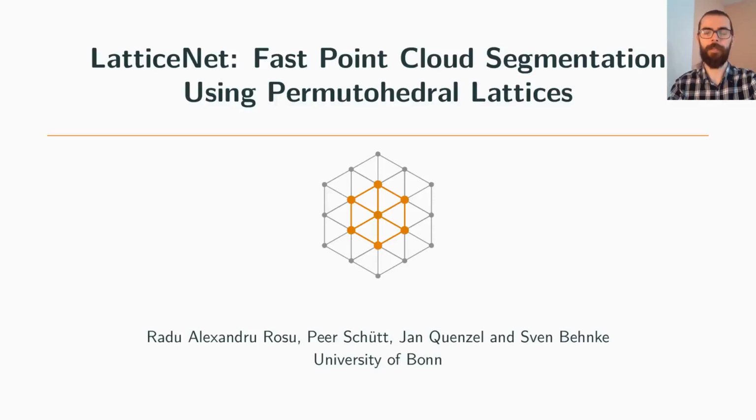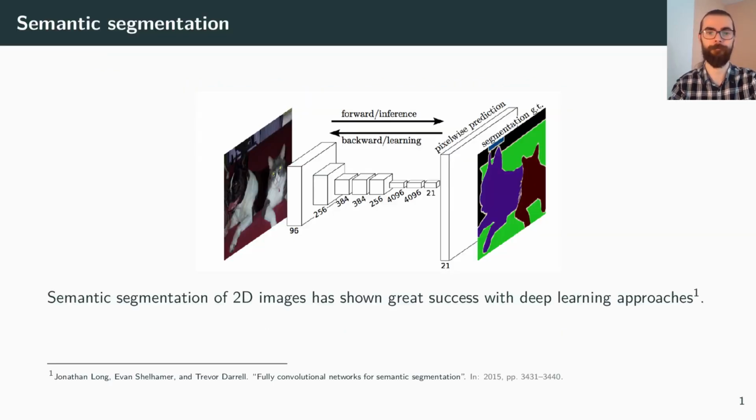Hello everyone, my name is Radu Alexandru Rosu, and together with my colleagues at the University of Bonn, we developed LatticeNet, a network for fast point cloud segmentation using Permutohedral Lattices.